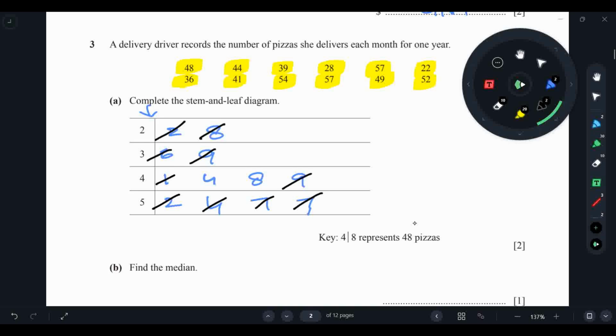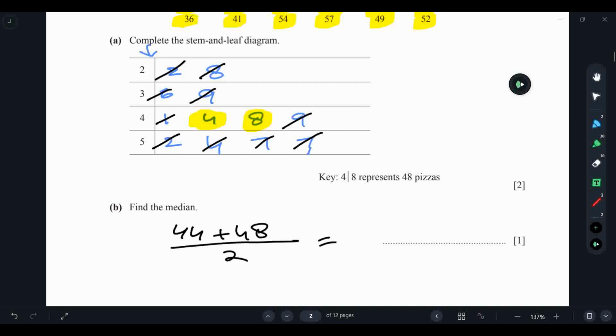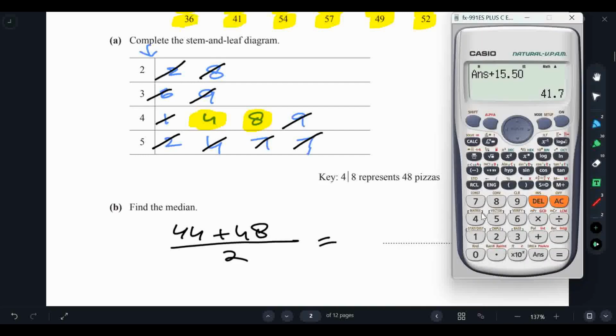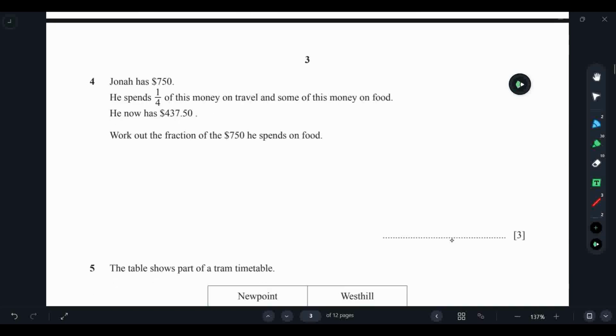Now we can see that in the middle we have 2 digits. When we have an even data list, we need to take the average. So we take 44 plus 48, whole divided by 2, which equals 46. So 46 will be the final answer. Let's move to question number 4.